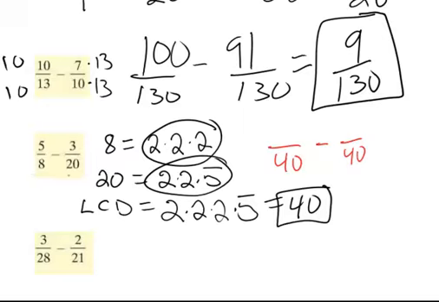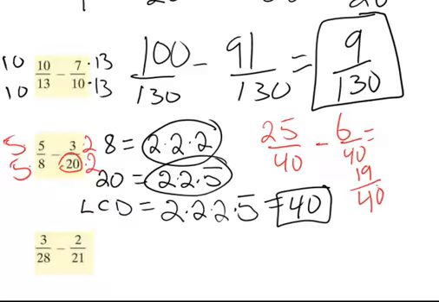Well, what did I multiply 8 by to get 40? Multiply that by 5. So I have to do 5 up here as well. That's 25. What did I multiply 20 by to get 40? Multiply that by 2. So 3 times 2 is 6. Okay? Now I'm going to go ahead and subtract. 25 minus 6 should just give me 19 all over 40. And I'm done.